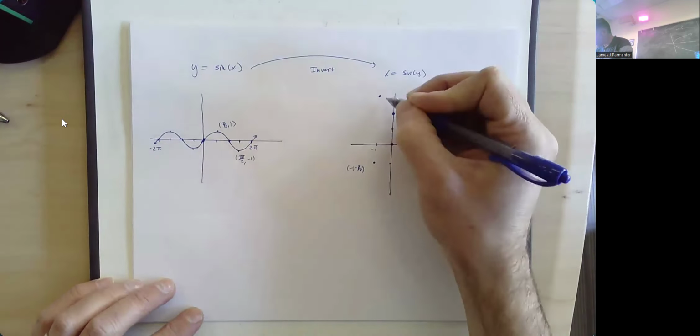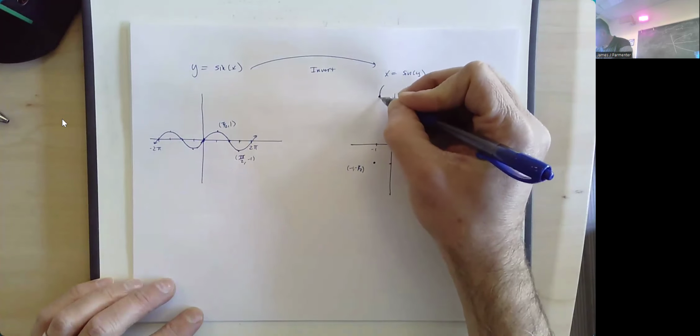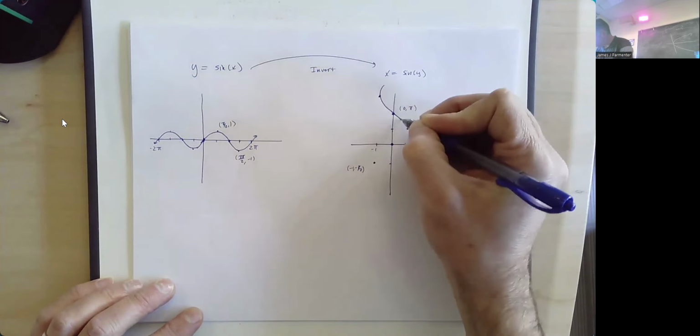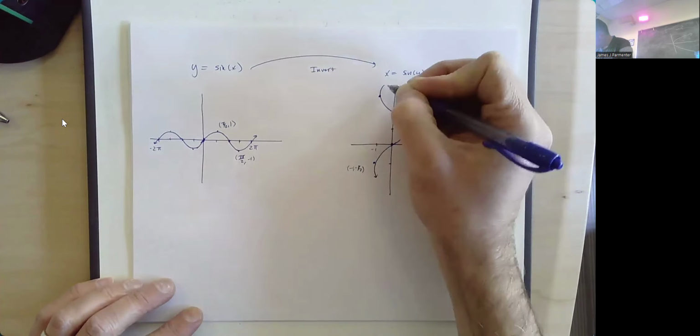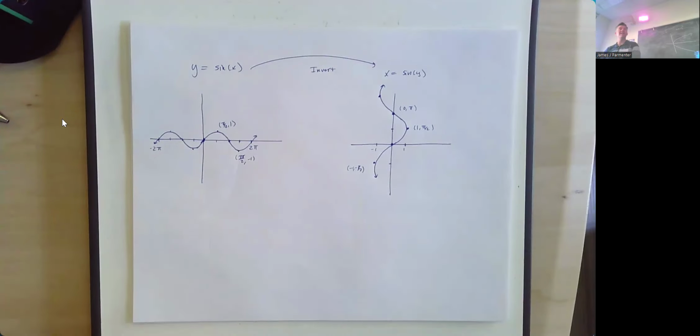So here is what my x equals sine of y looks like. And it's kind of hard to draw. Shouldn't be that hard to draw. Definitely not a function. So here's what we're going to do.